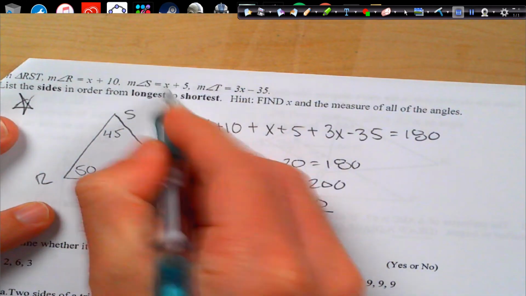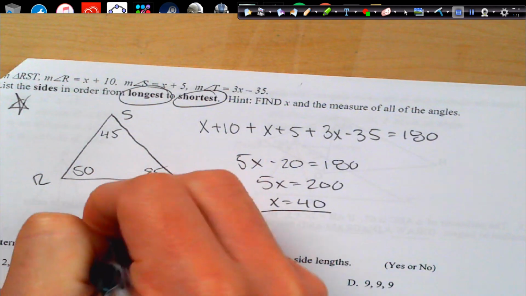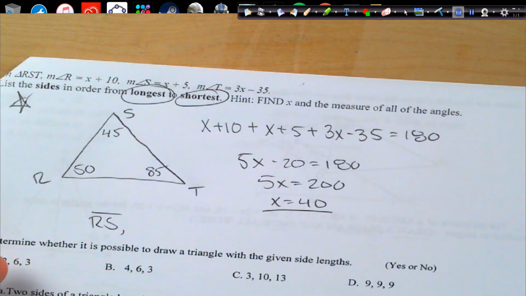I'm going to go from longest to shortest, so RS is our longest, which is my initials. RS, Ryan Smith.